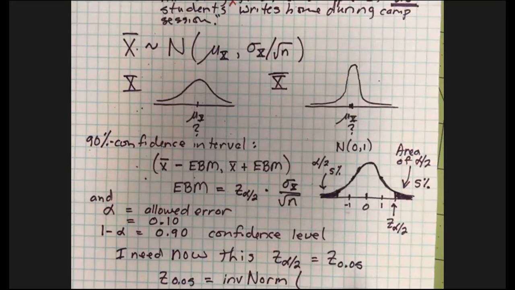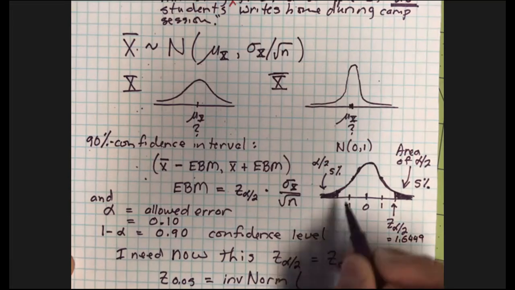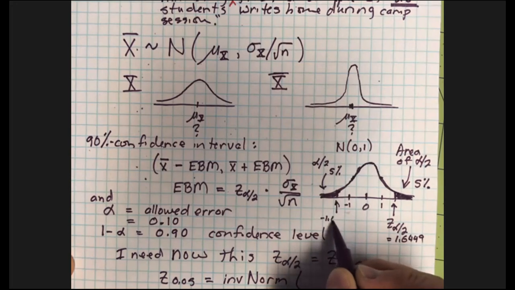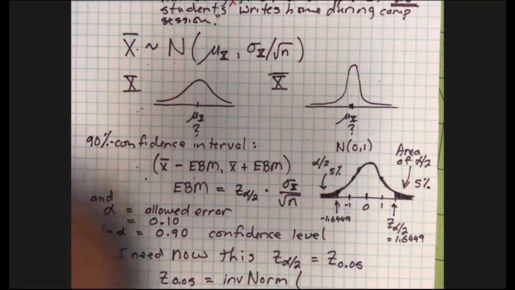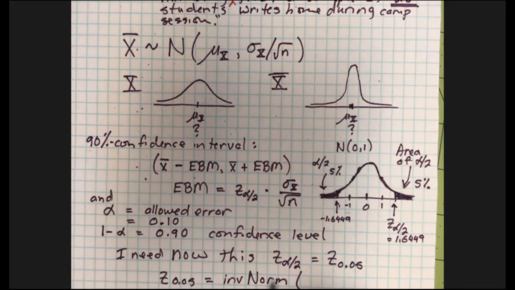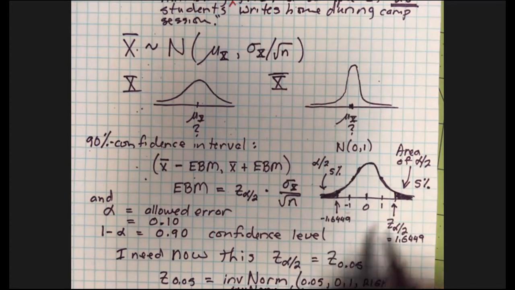It's important that I choose that upper number. This is here at 1.6449. I don't want to use a negative number here, even though this is at negative 1.6449. I want to calculate the error bound with that positive number. So on my calculator, just to put this in there, I did 0.05, mean zero, standard deviation one, and I chose the right side. I could have also just said inverse norm of 0.95 with a mean of zero and standard deviation of one. Some calculators would write it like that. And that would give me the number where 95% is below, which means 5% is above.